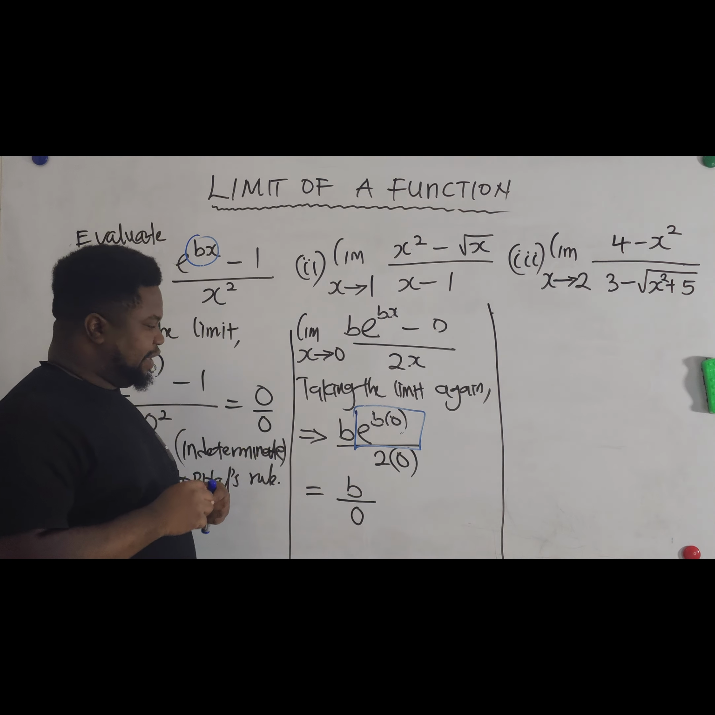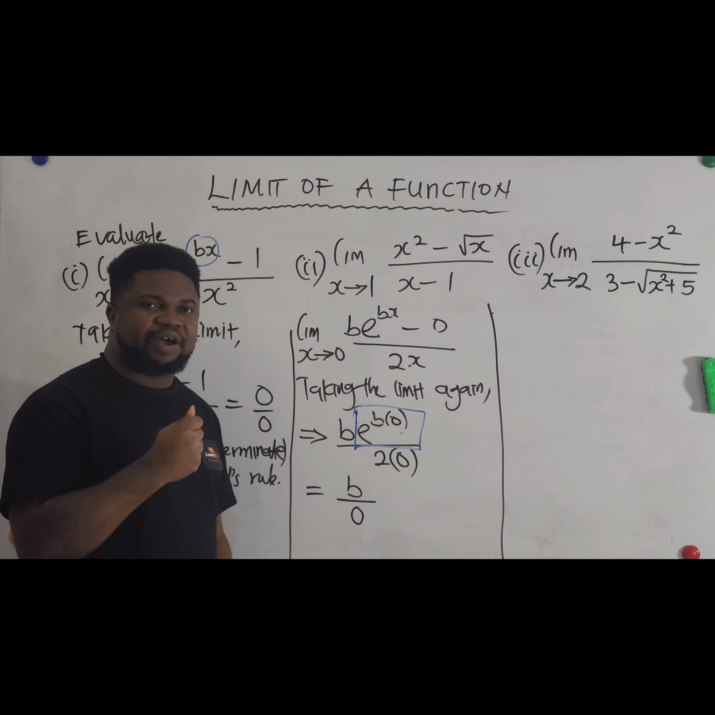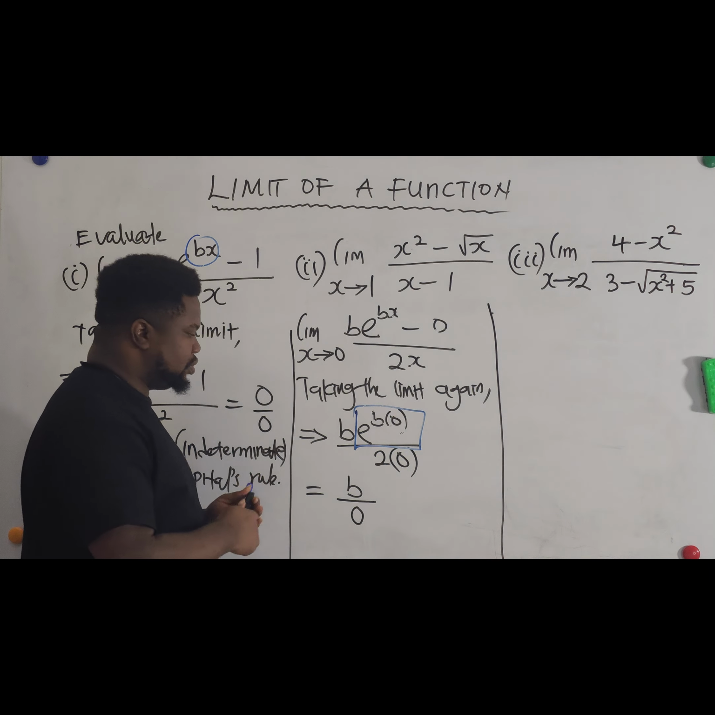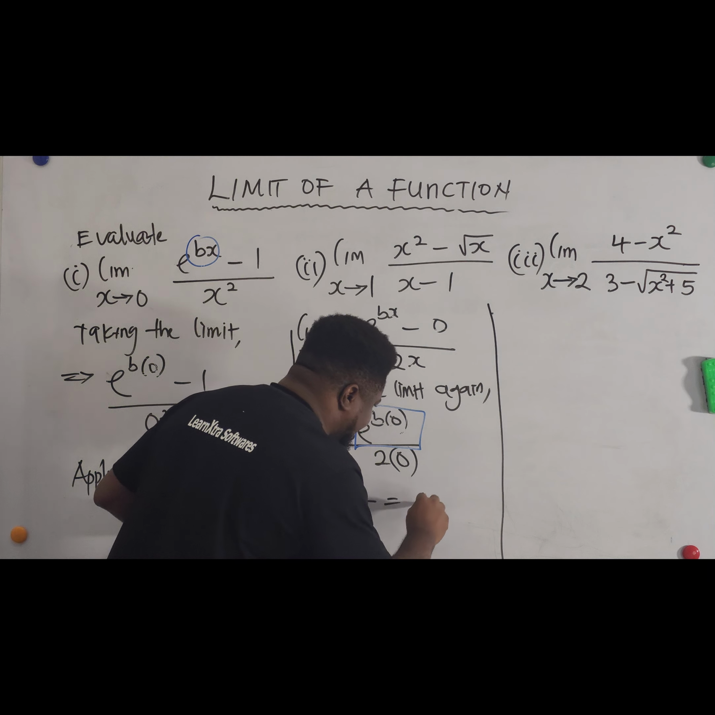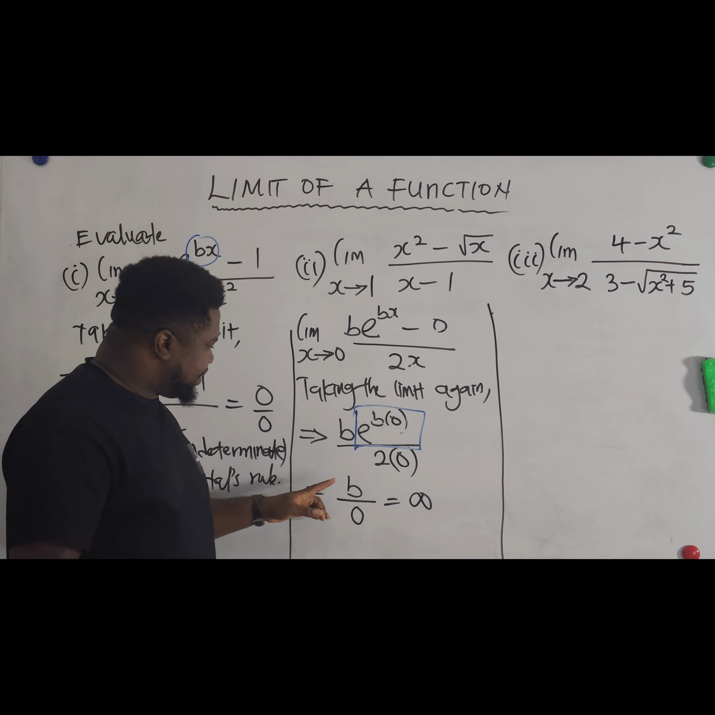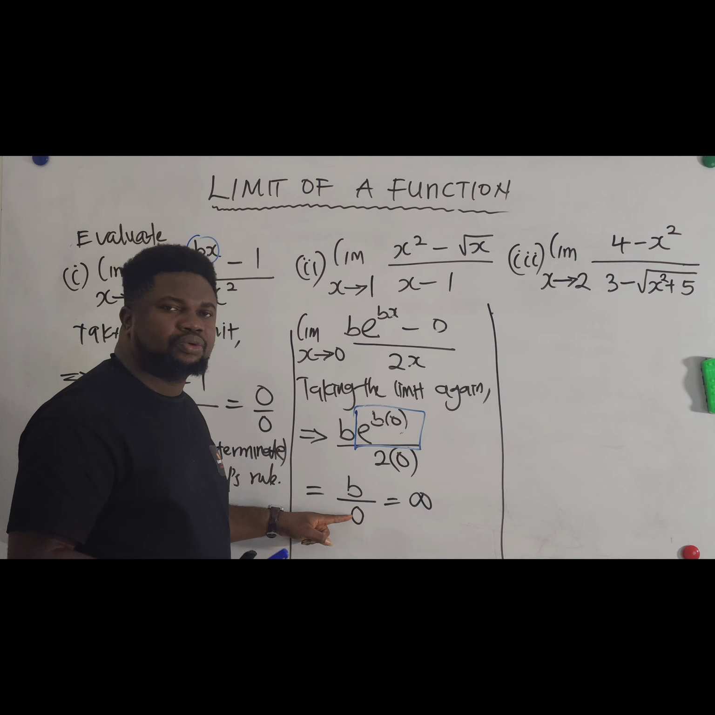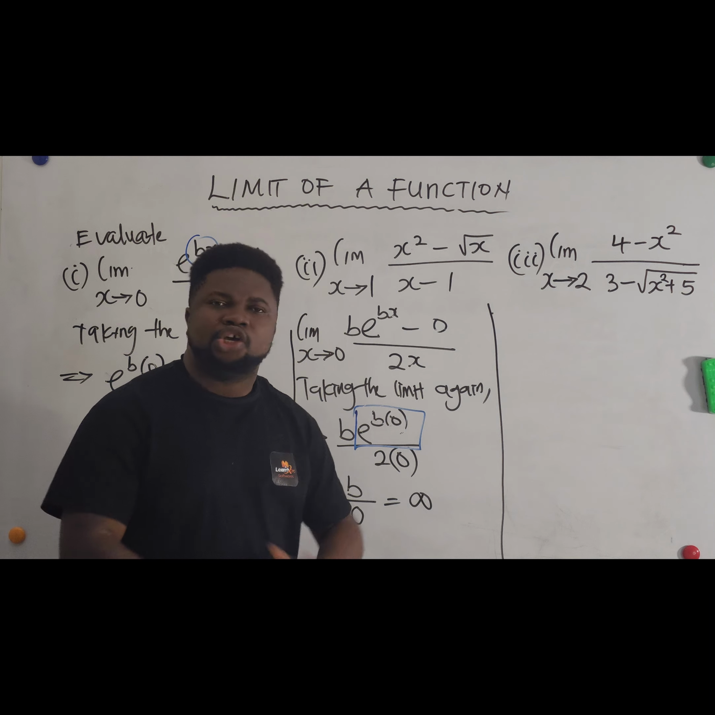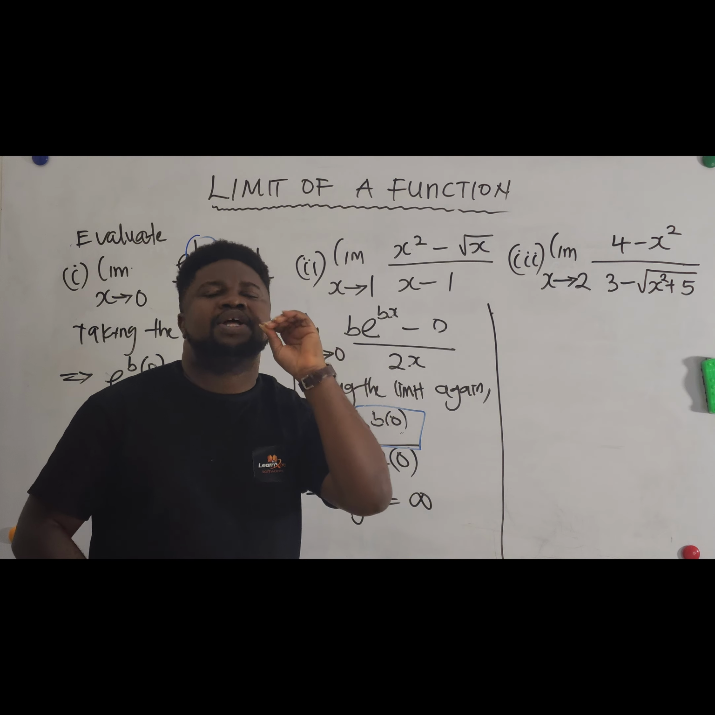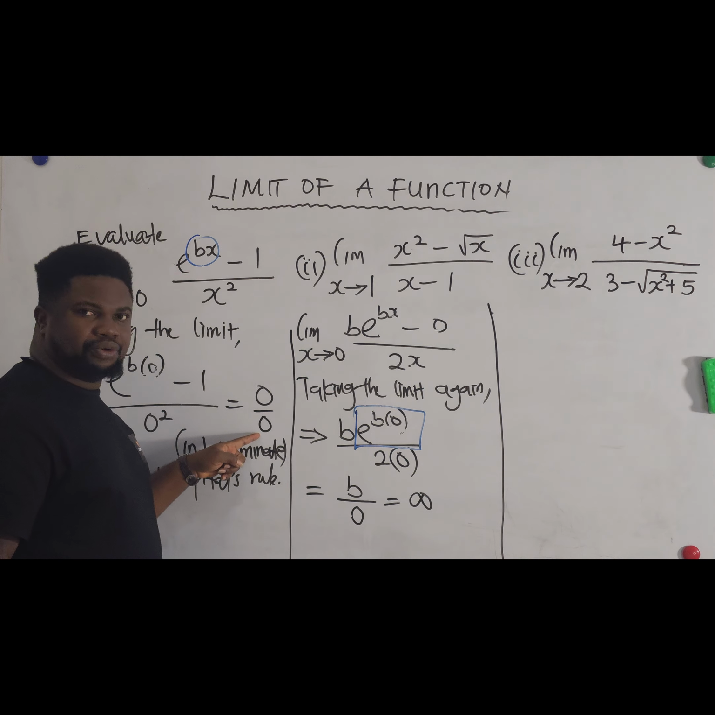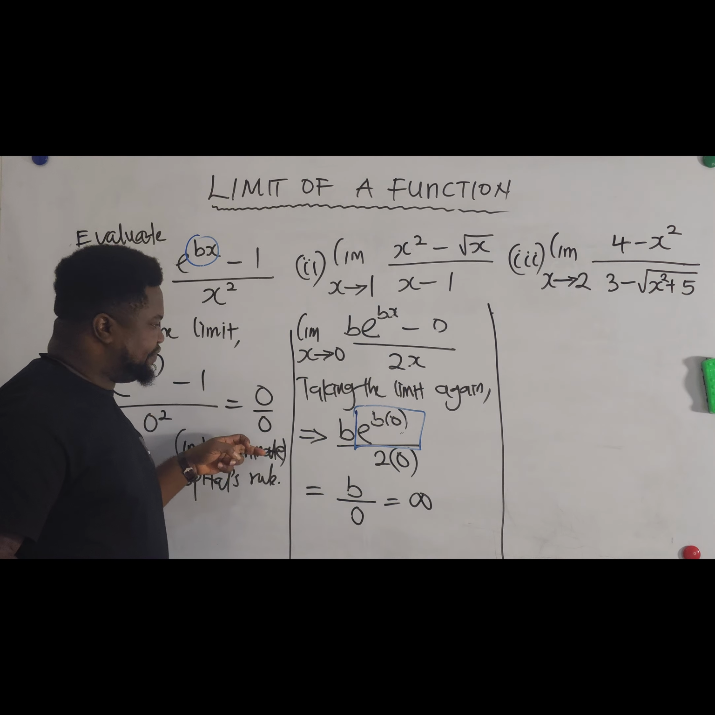We have b over 0, a constant over 0. So what do we do? Our answer will be infinity. Please note, when you have a number over 0, you don't apply L'Hopital's rule. The only time you apply L'Hopital is when you have 0 over 0 or infinity over infinity.